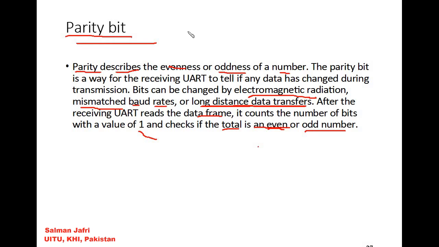Parity bit, which we have described, defines the evenness or the oddness of a number. And we can simply use it for detecting errors based on the number of ones. If an even number of ones is transmitted, the parity is even. If an odd number of ones is transmitted, the parity is odd.